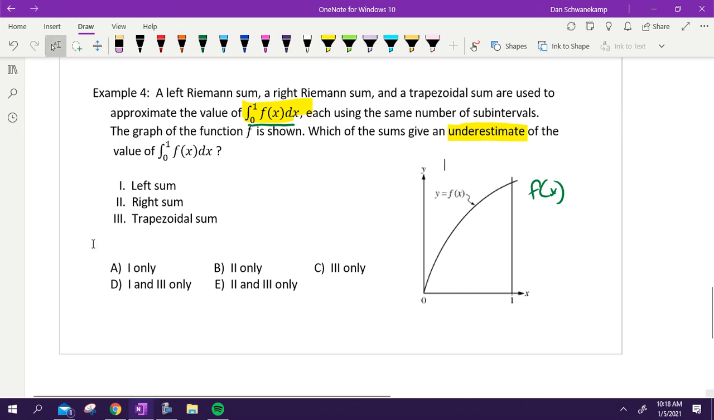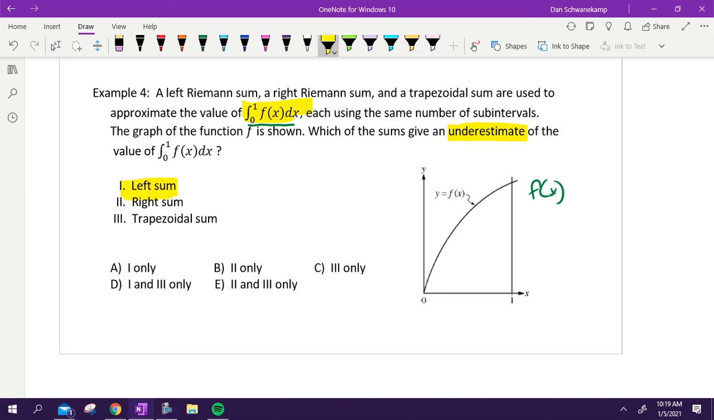Talk with your neighbor. A, B, C, D, or E. Come up with an answer. Which one is going to be an underestimate and why? Here we go. Show me your 1 for A, 2 for B, 3 for C, 4 for D, 5 for E. What we got? 2s and 4s. Let's see which one. So let's go each one.